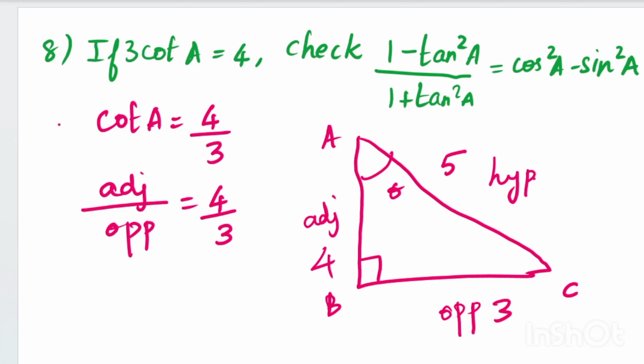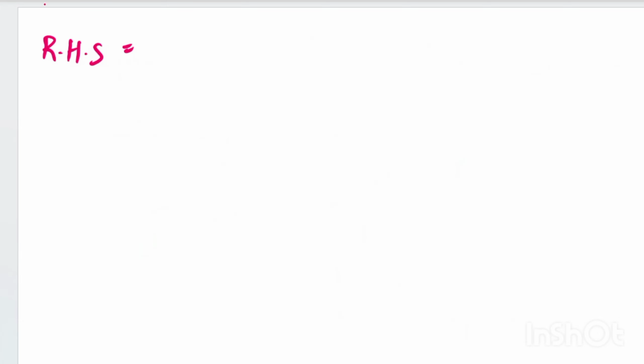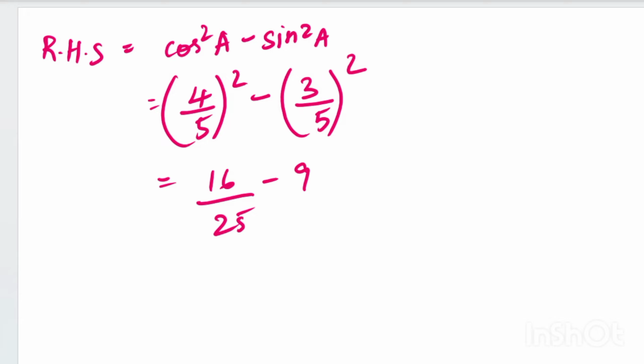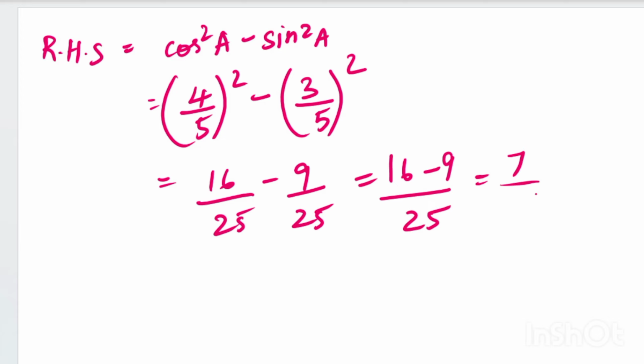Now we have to find RHS, okay? What was given in RHS? It was given as cos square A minus sin square A. So what was the value of cos A that we found out? It's 4 by 5. So 4 by 5 square minus sin A was 3 by 5, and 3 by 5 square, which is equal to 16 by 25 minus 9 by 25, which is equal to (16 minus 9) by 25. So what is 16 minus 9? It's 7. So 7 by 25.